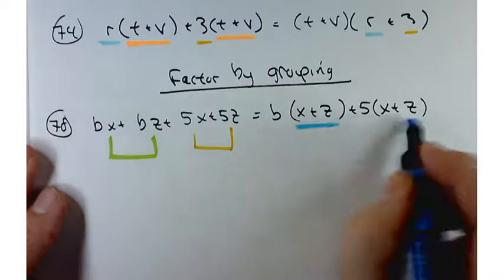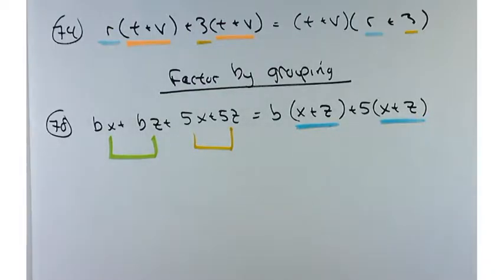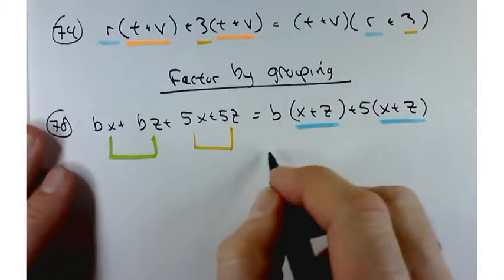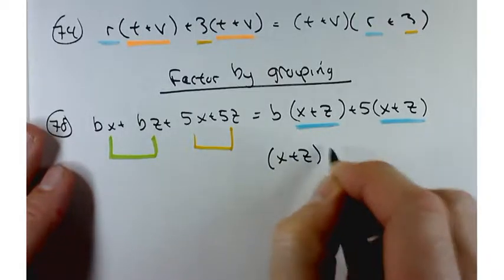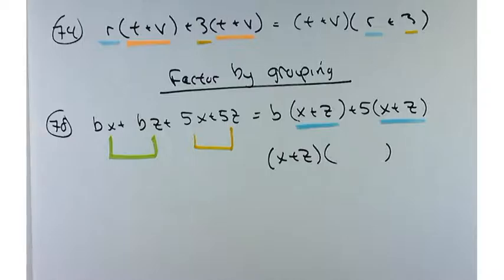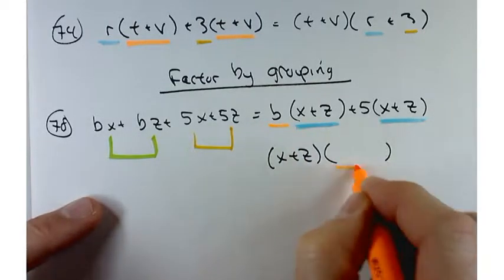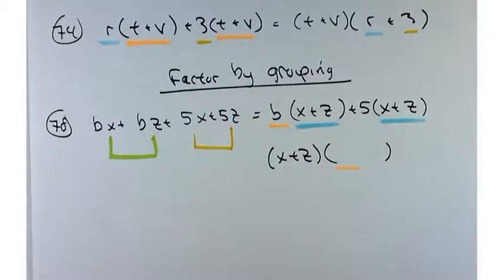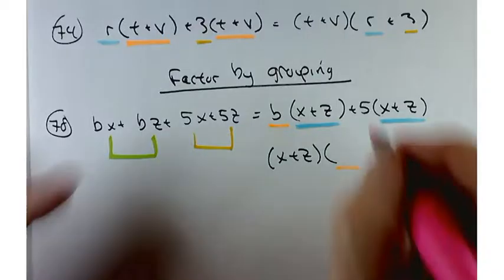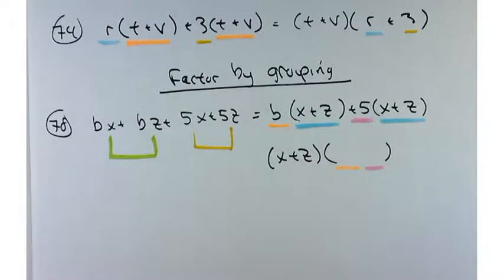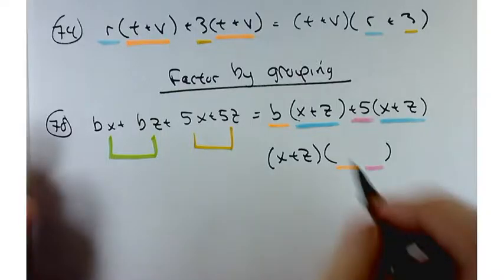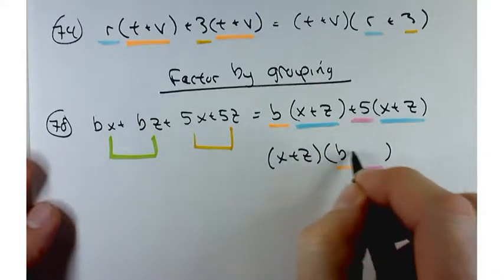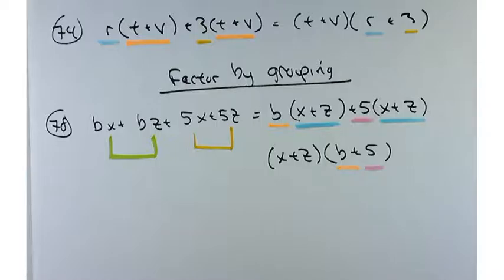Notice that x plus z is itself now a common factor. So I can factor that out too. If I factor out the x plus z, that again leaves something behind. What gets left behind? Good. B plus 5. B plus 5. So trying to keep things all color coordinated here for you can see where they come from. B plus 5. And that's it.